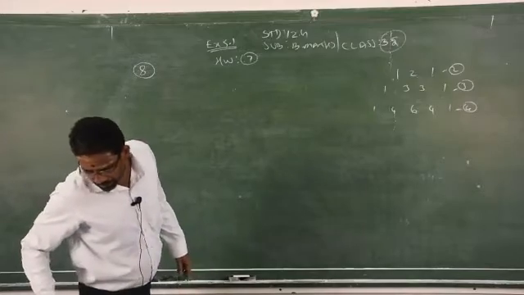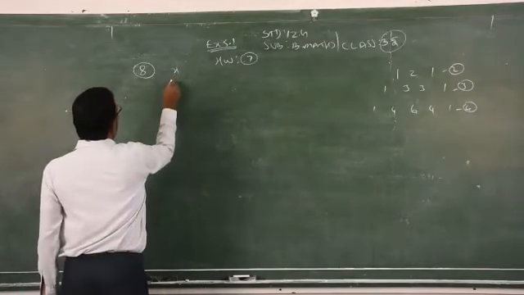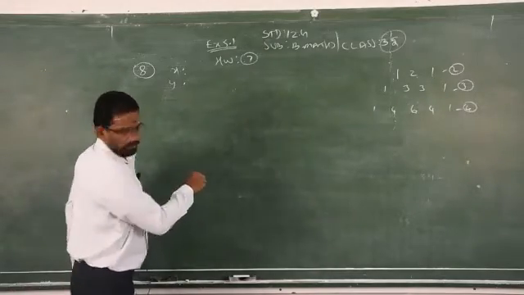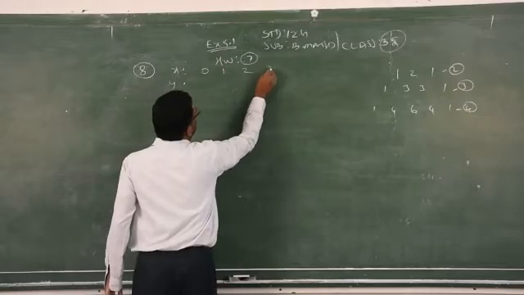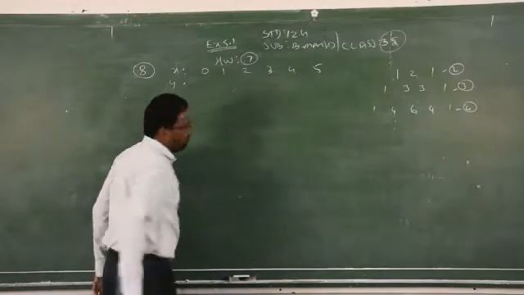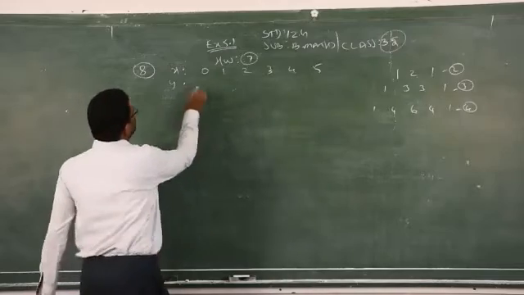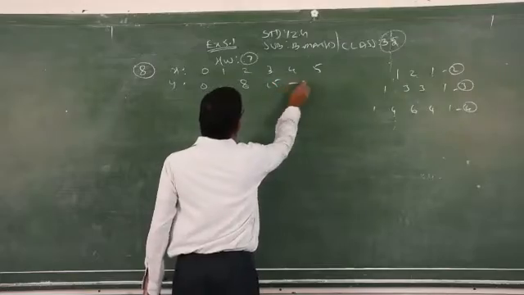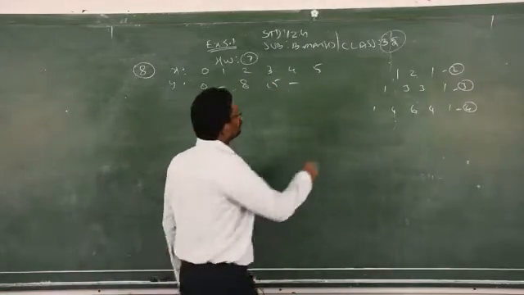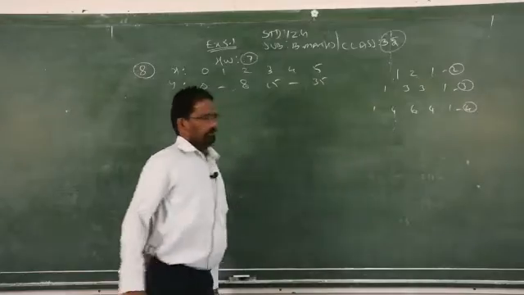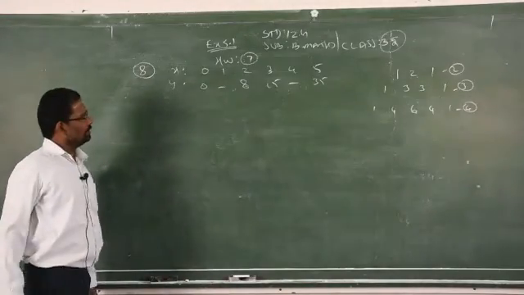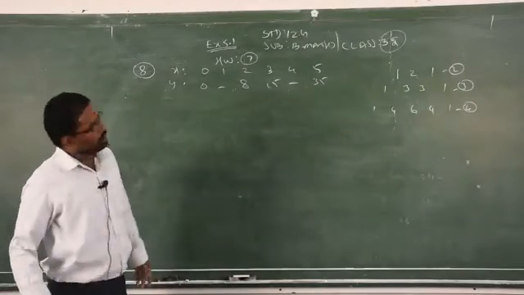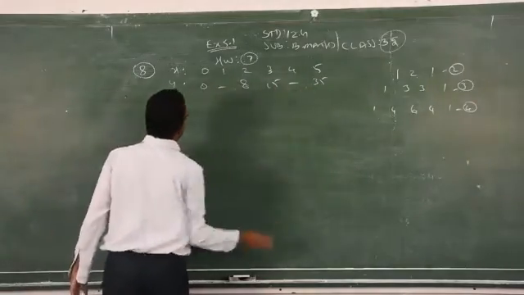So find the missing entries. Here we have 0 to 5: 0, 1, 2, 3, 4, 5. Under y, 0. I don't know what the next entry is. 8, 15. The fourth entry I don't know. Then 35. How many values are given? I said very clearly n stands for how many values are given. So n is equal to how many? 1, 2, 3, 4. So n is equal to 4.